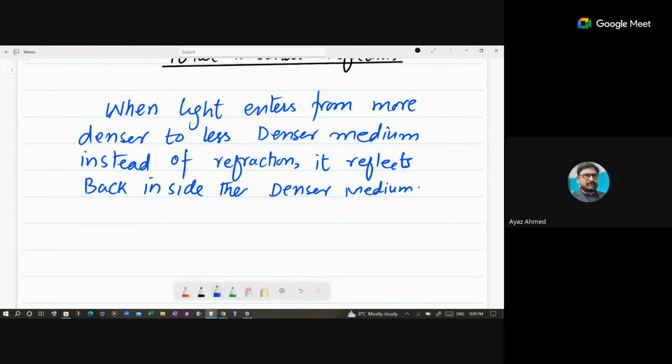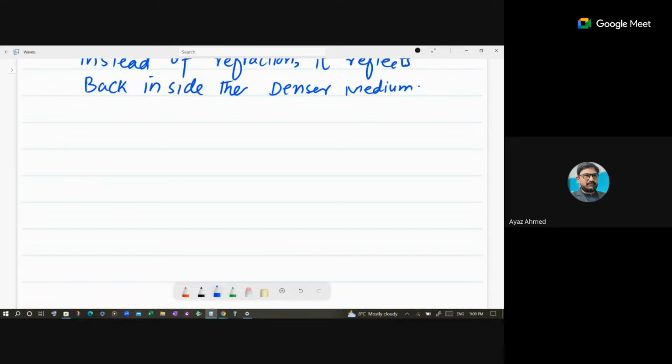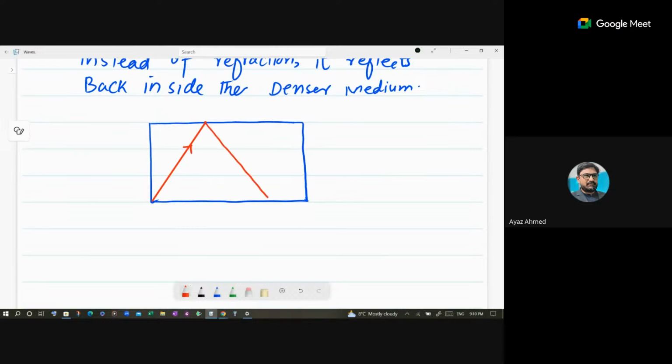I will just show a demonstration, or a small diagram, for that. For example, if I have a glass block and I send a light ray in over here, this light ray is not getting out, it is reflecting back over here. This is called total internal reflection. Is it clear now what total internal reflection means? Yes, all the light is back inside.